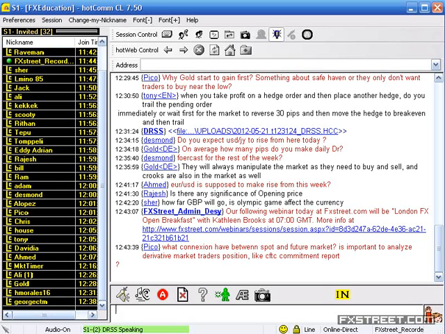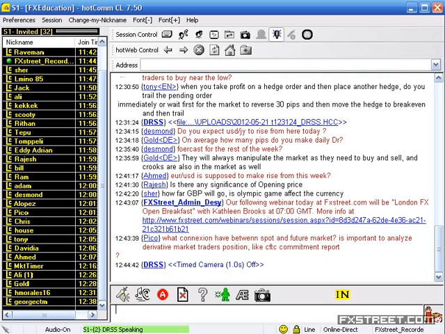Is it important to analyze the derivative market traders' positions like the CFTC Commitment of Traders report? See, you can do such analysis, but there is no guarantee that the market has to give appropriate moves depending upon your reports or studies. And always keep in mind that any of our study can go wrong. That is the power of the players.